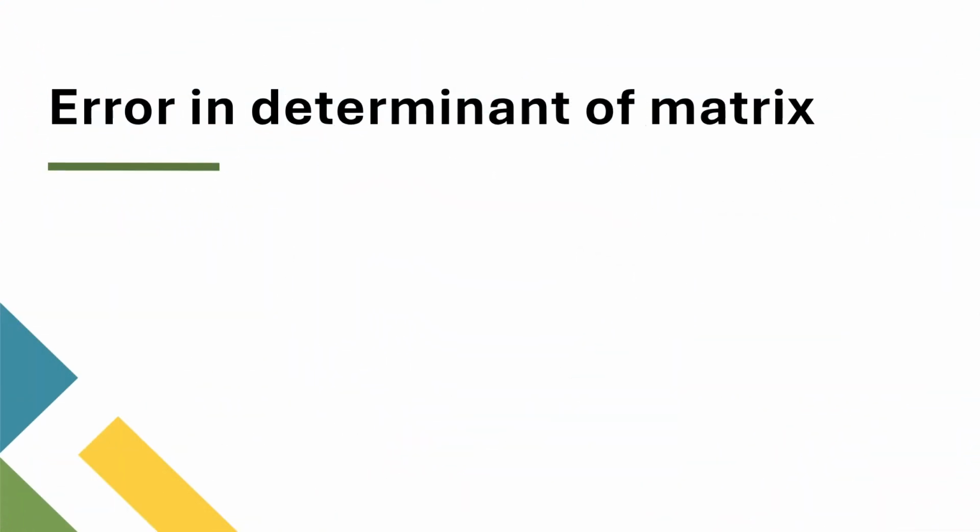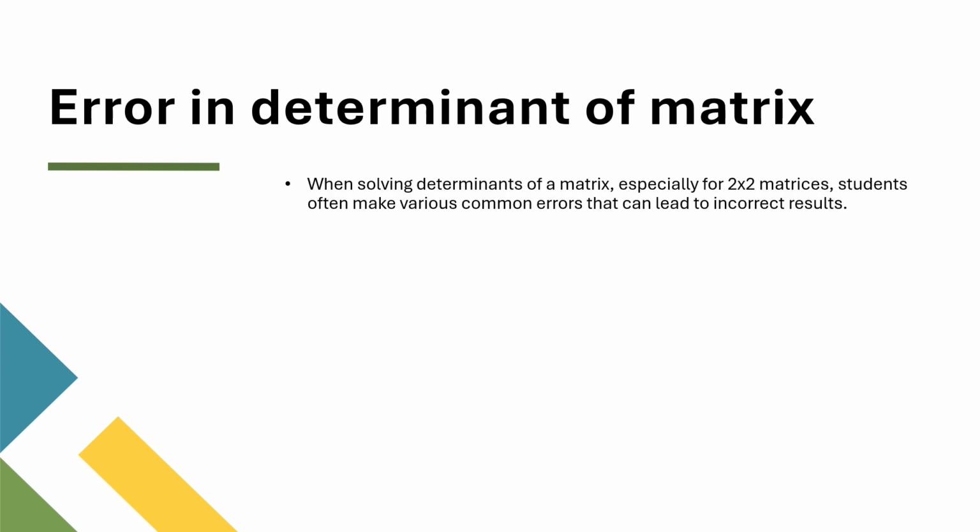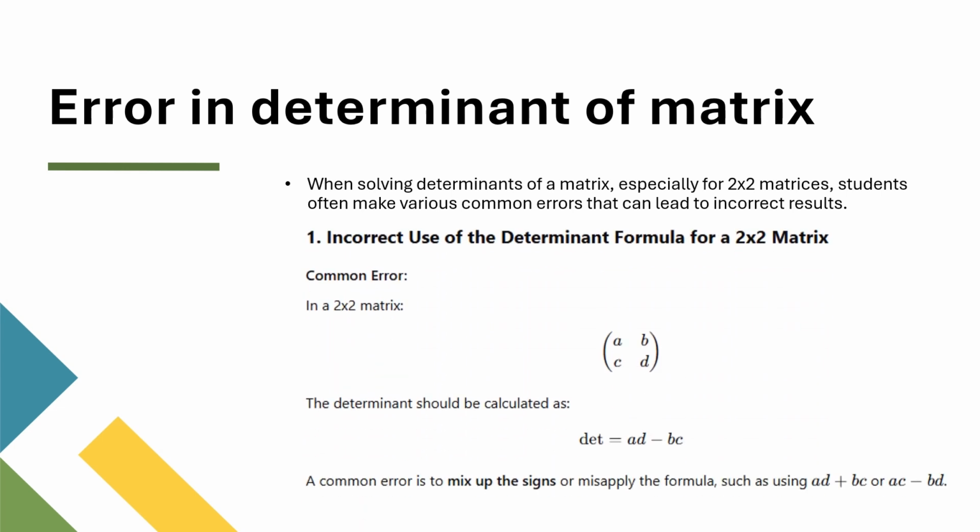Errors in the determinant of a matrix. When solving determinants of a matrix, especially for 2 by 2 matrices, students often make various common errors that can lead to incorrect results. So error number 1: incorrect use of the determinant formula for a 2 by 2 matrix.